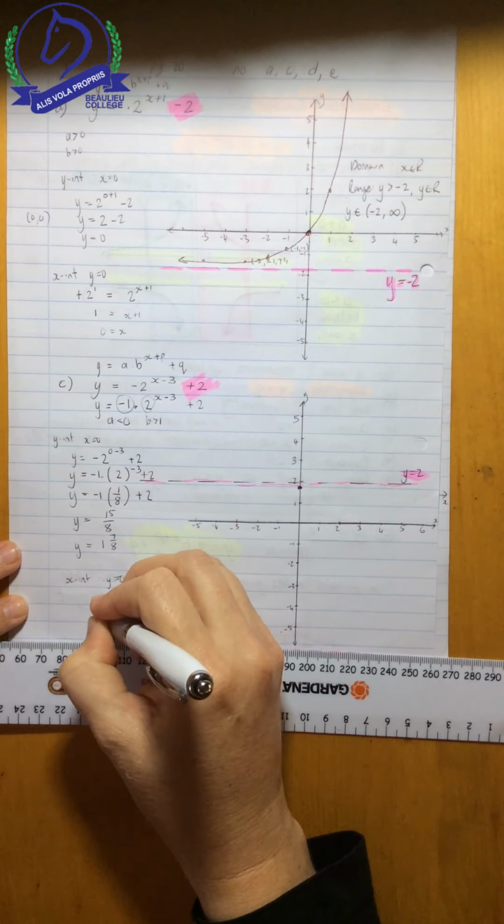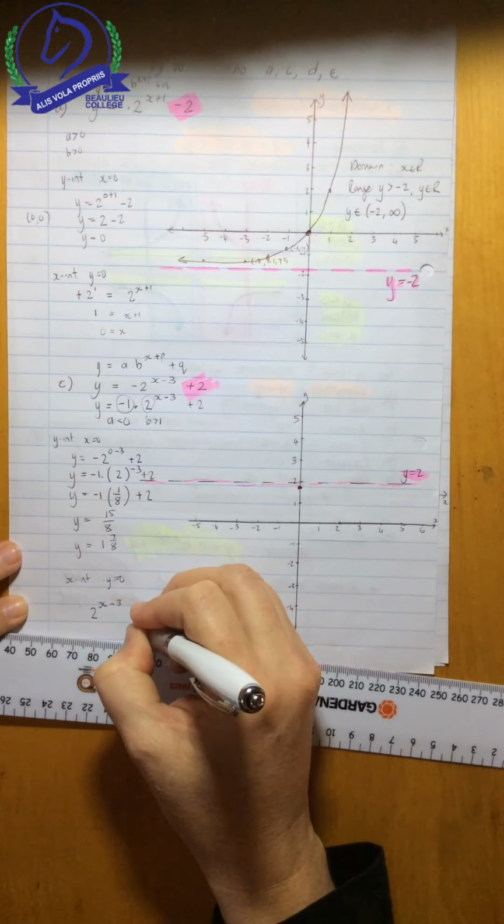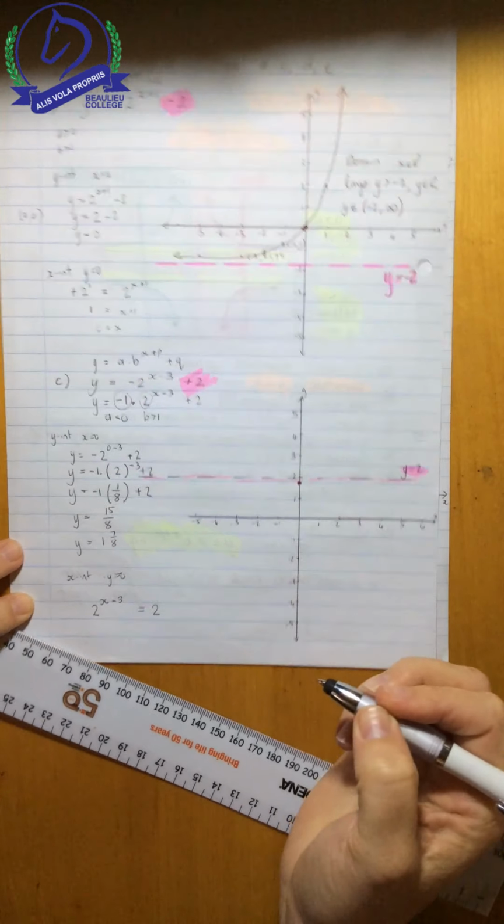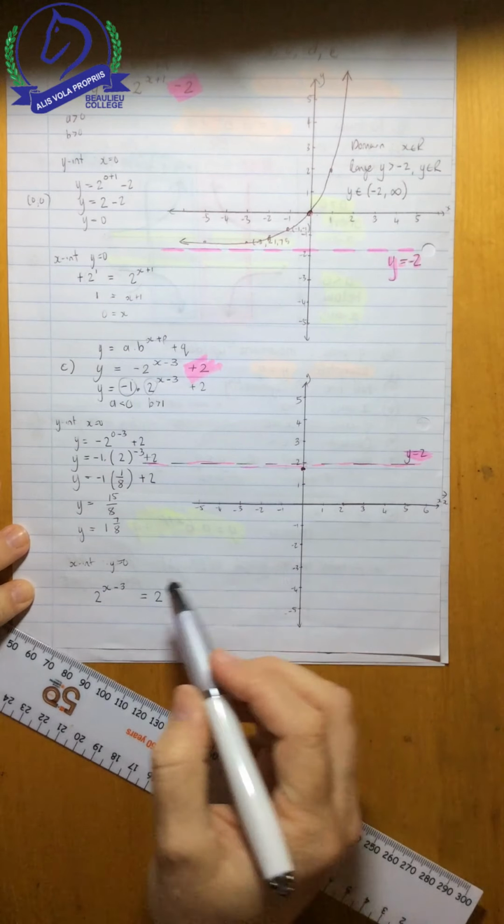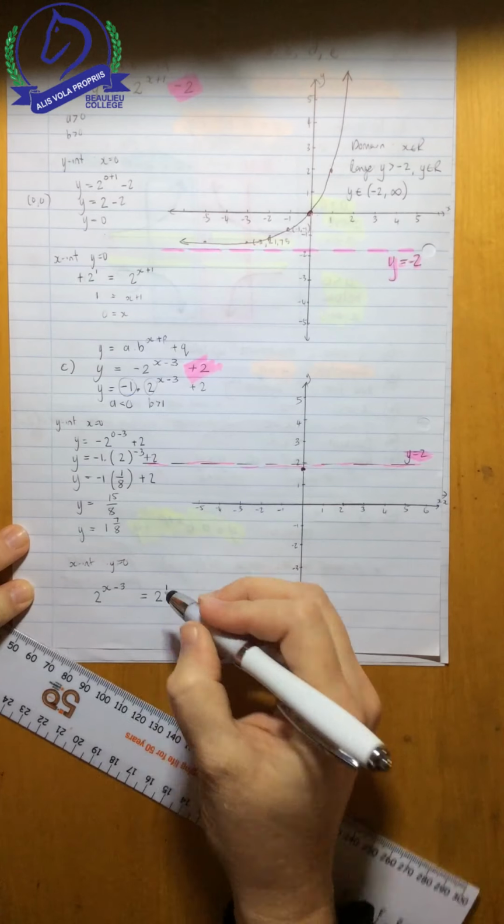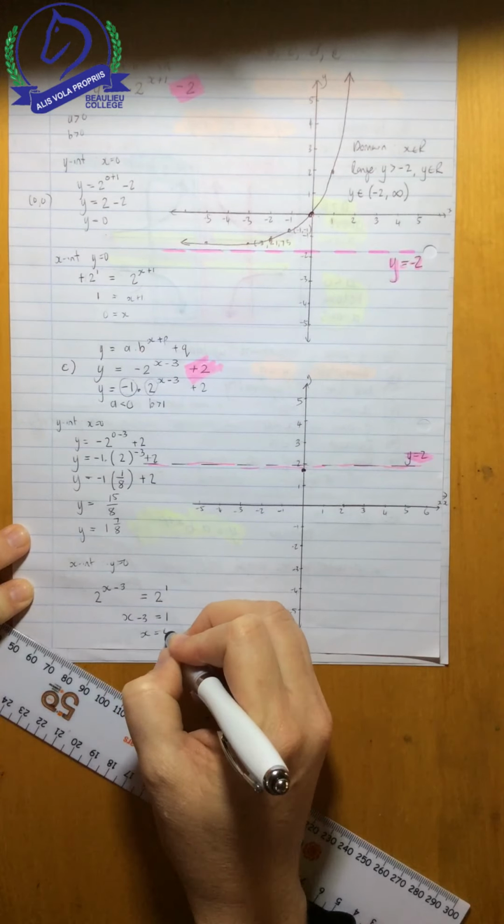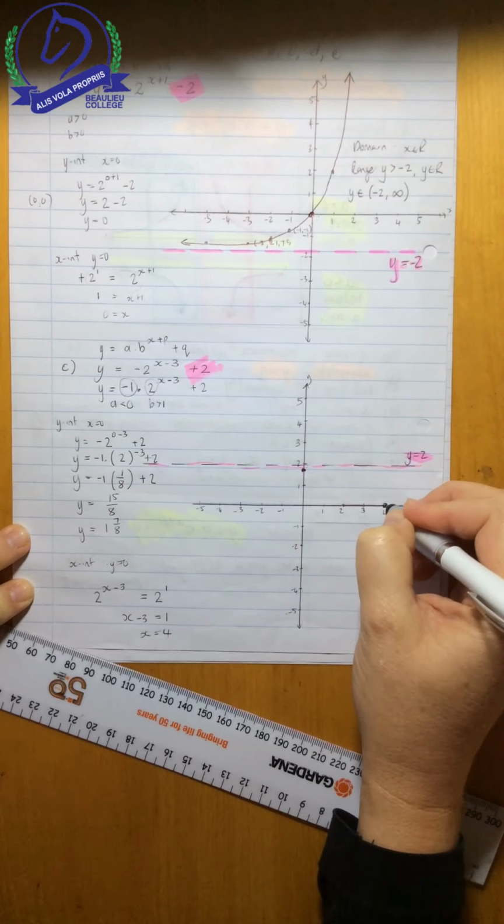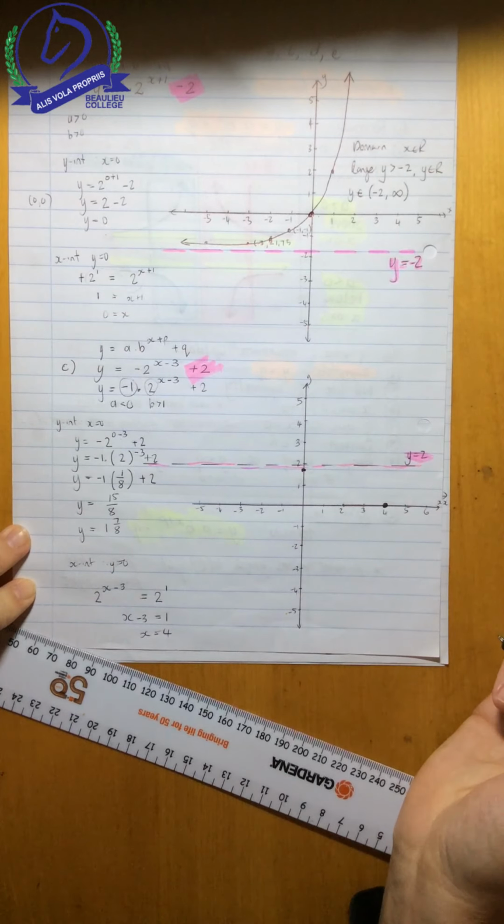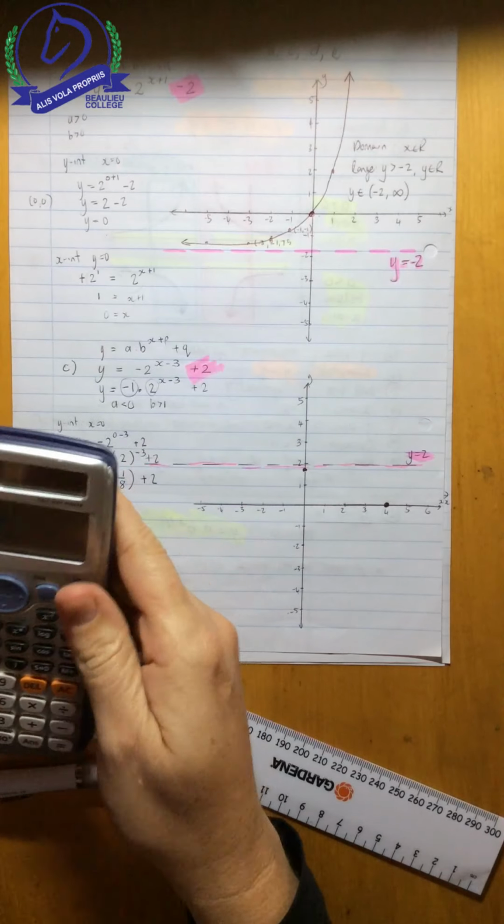X-intercept, make y 0. I'm going to move the minus 2 to the power of x minus 3 to the left. Now I have an exponential equation, which means x minus 3 equals 1. Therefore, at x equals 4, I am going to have my x-intercept.